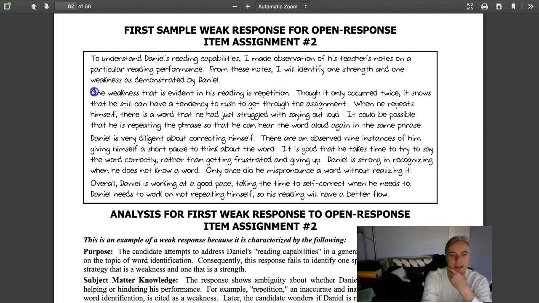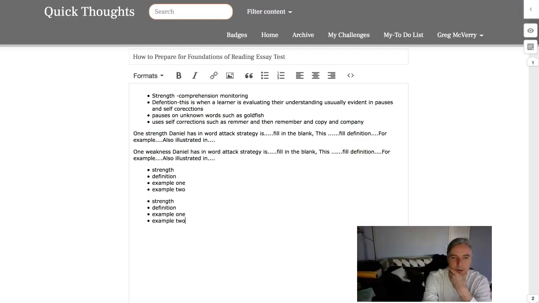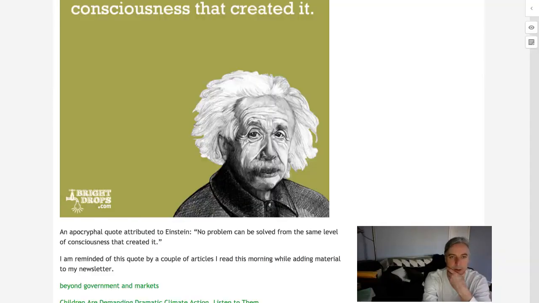1 weakness is that evident in reading is repetition. All right, although this only occurred twice, so contradicting yourself, it shows that it can still have a tendency to rush through the assignment. So we could put the strength, was that a strength or a weakness they were talking about there?